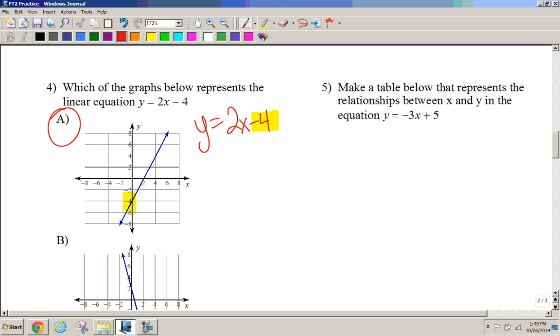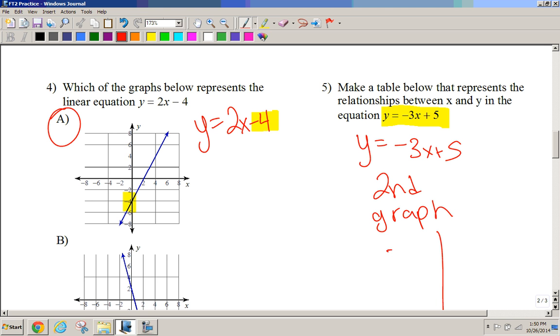Okay? Number 5, make a table below that represents the relationships between x and y in the equation y equals -3x plus 5. In your calculator, you are going to type y equals -3x plus 5 into the table function on your calculator. So you're going to hit y equals, you're going to type in -3x plus 5, you're going to hit second graph, and you're going to start your table.